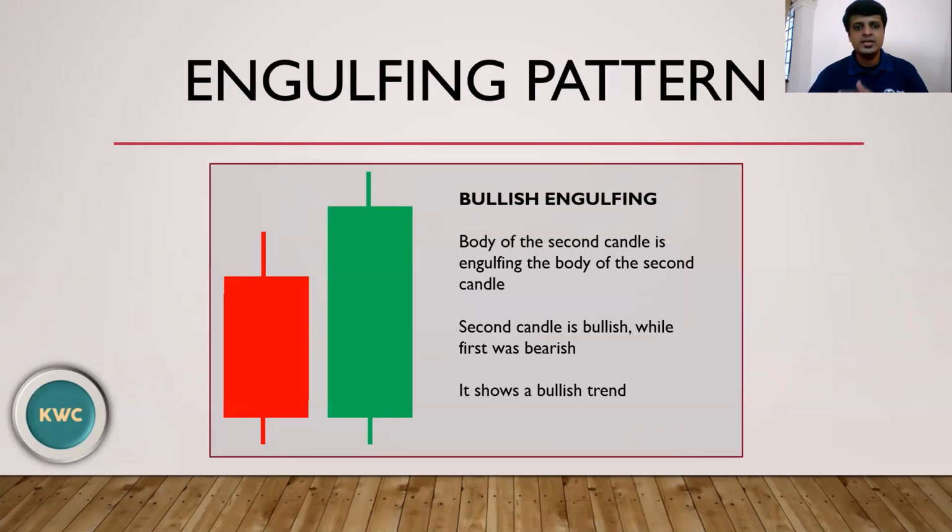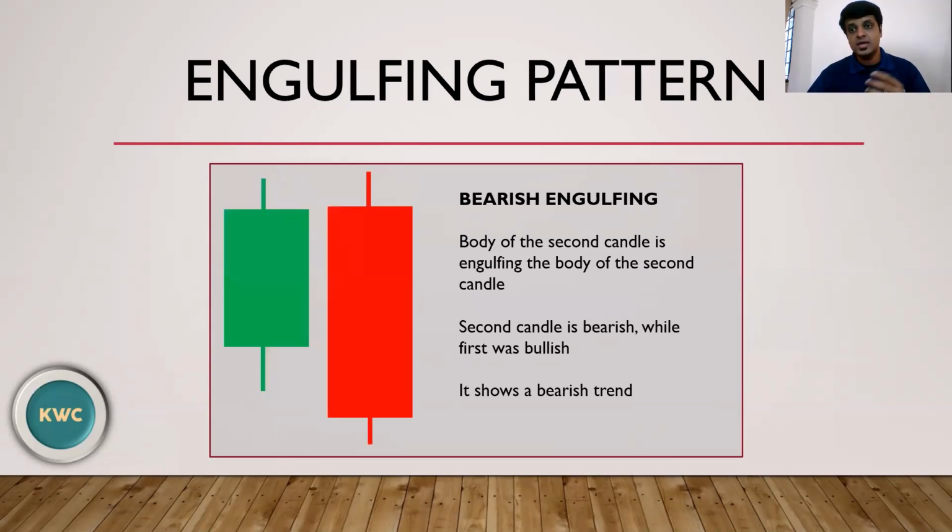Okay. For example, you have the engulfing pattern, both on the bullish and the bearish side, where the second candle is larger than the first candle and basically engulfs it. And this gives us a trend. If the first candle is red and the second candle is a larger green, it is a bullish trend. If it's the other way around, it is a bearish engulfing trend.